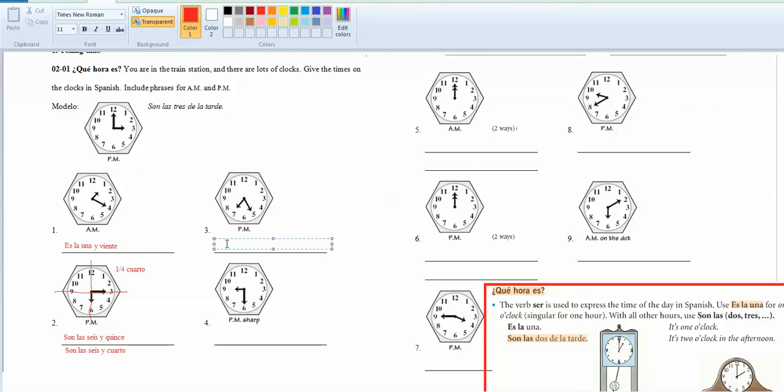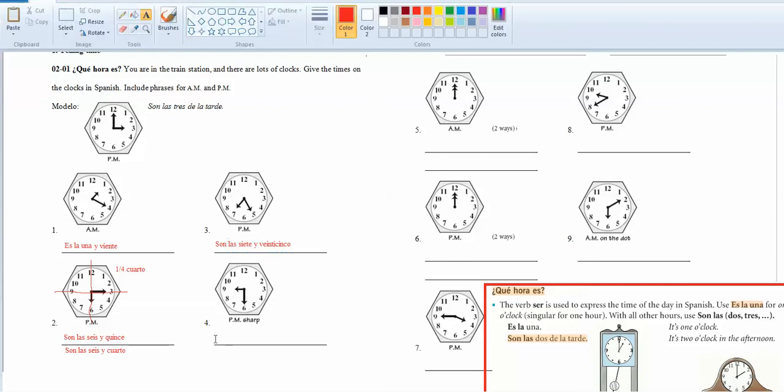So I am going to say it's 7. Since it's not 1 o'clock, I'm going to start off with son. Son las 7 is 7. And how many minutes? It's 25. So son las 7:25.